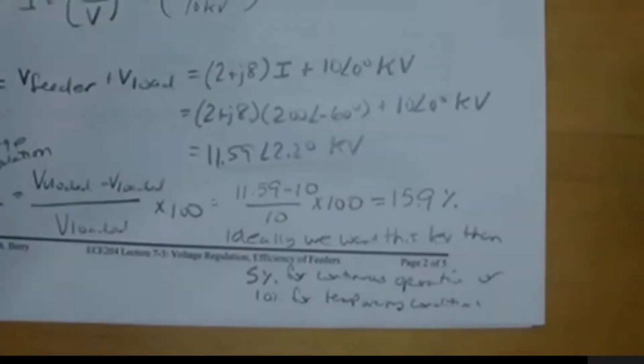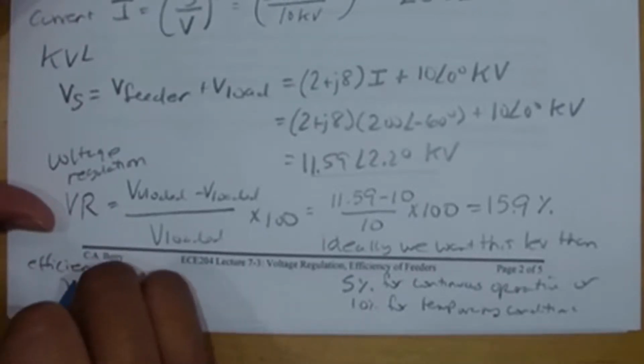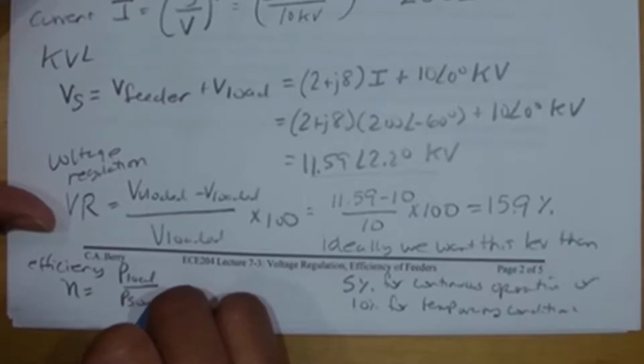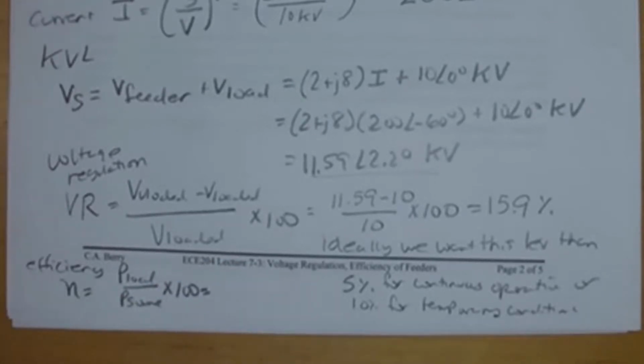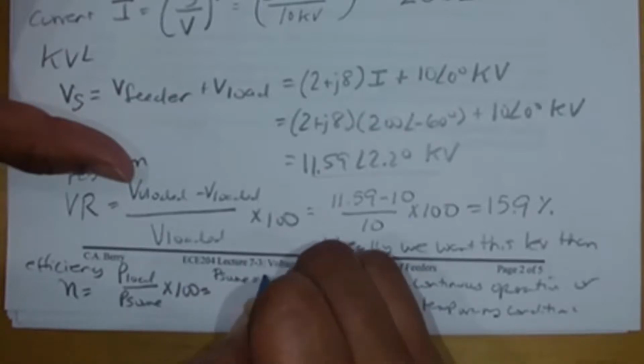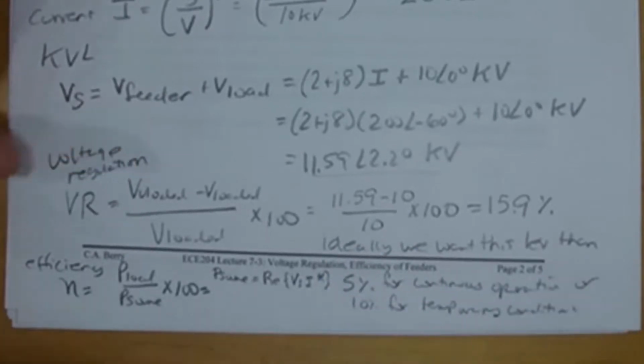The other way that we rate a system is called efficiency. Efficiency, N, is equal to power at the load divided by power at the source times 100. Oops, I'm out of room. So we need to find the power at the source. And I'm going to just squeeze this in here somewhere because I want it all on this page together. So the power at the source is going to be the real part of VS I conjugate.